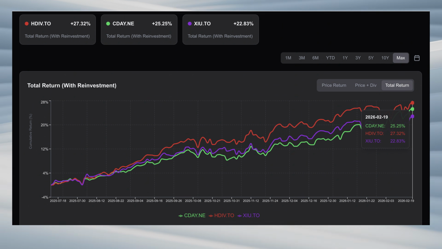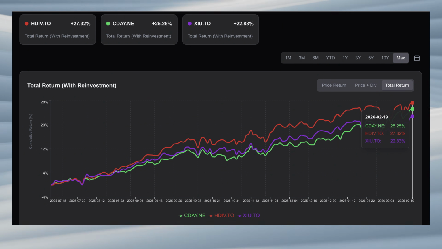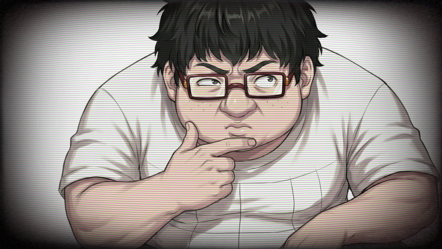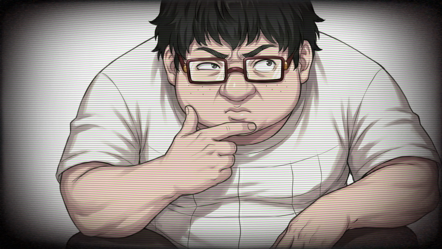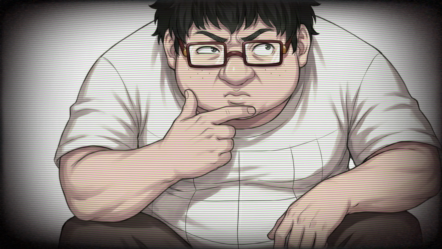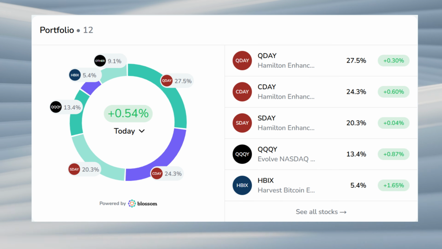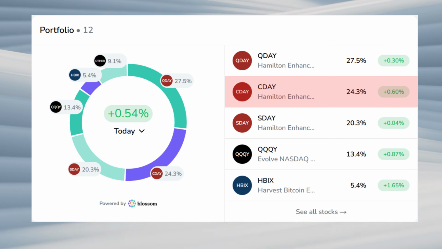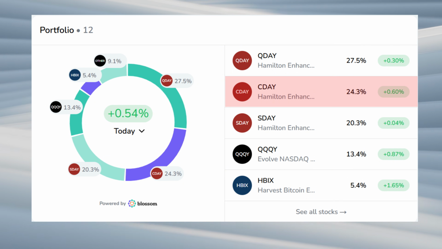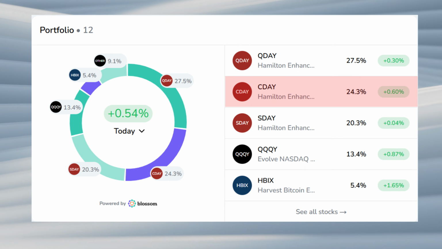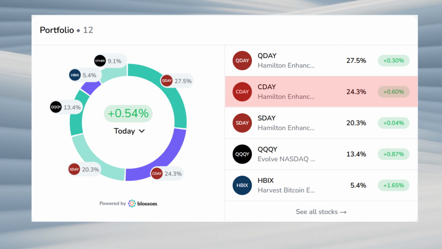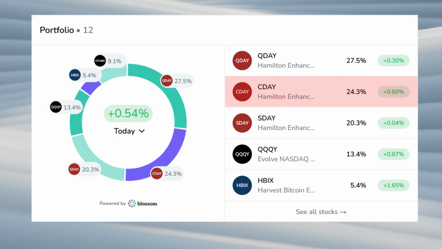However, at this point, I want to share my actual real-life moves. Since the beginning of this year, I've had a feeling that my job situation might become a bit unstable, and I might even be facing some layoff risks. So, to maximize my cash flow, I recently swapped out all my HDIV for CDAY. There are three main reasons behind this move. First, of course, is to maximize my monthly cash flow to build a buffer for a rainy day.